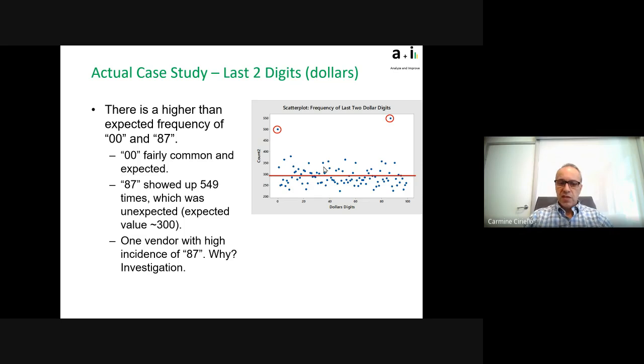It showed up in this example with this client 549 times with an 87 at the end of it, and it wasn't always the same product. It was just different types of products would end with 87. And you can compare it with expected outcomes. In this case, we would expect that number to be closer to 300. Why is it so high? You're able to investigate which vendor is causing this and do a little bit of investigation. And in this case, there was something a little weird going on, nothing too critical or major, but something that was investigated and corrected both from the client side and from the supplier side because of this analysis.